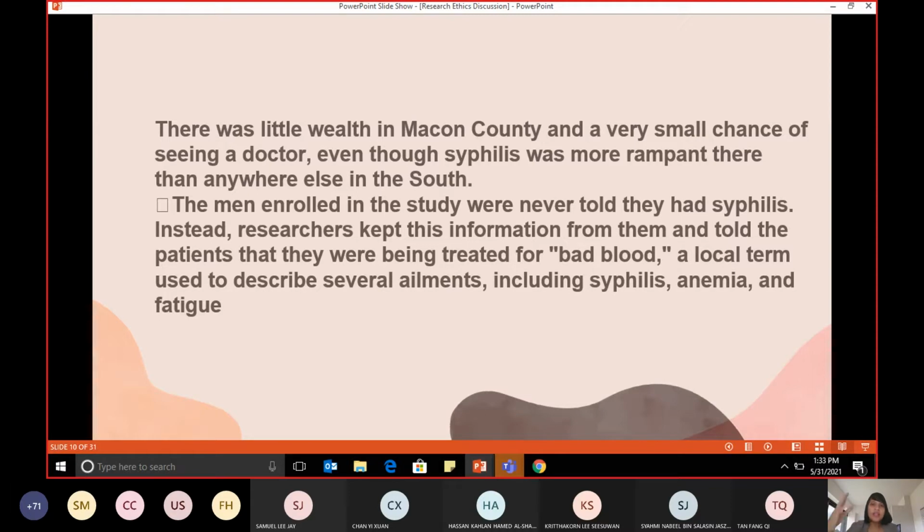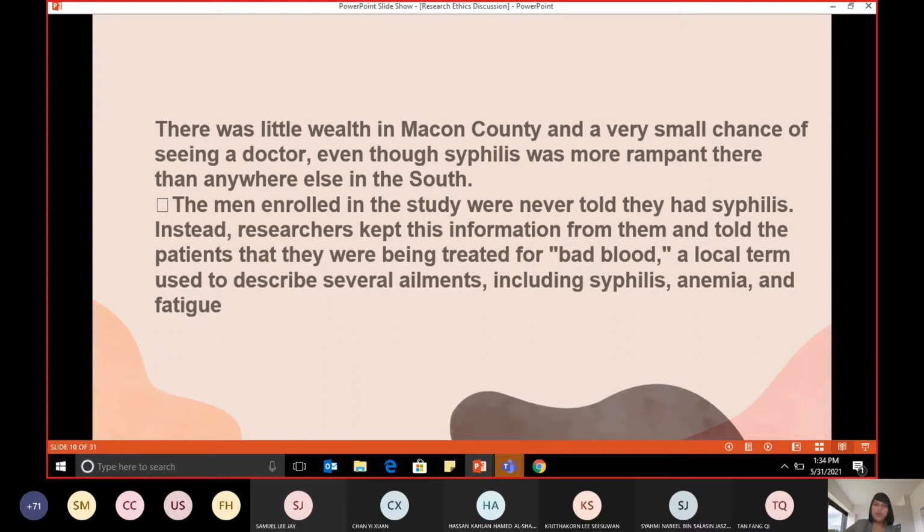So they don't know, they don't have knowledge about syphilis. So then they joined and participated in the experiment, but then they were not informed on the situation that they had syphilis. Okay, but instead the researchers kept this information from them and told them, the patients, that they were being treated for bad blood, a local term used to describe several ailments, including syphilis, anemia, and fatigue.